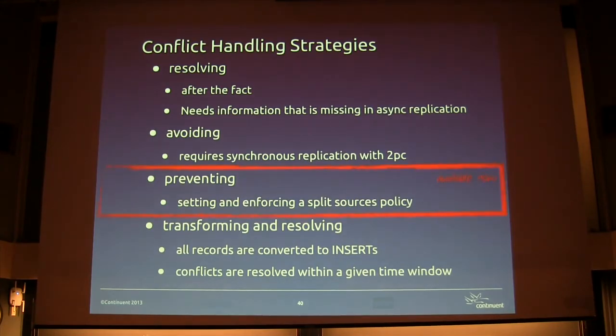So how do we stand? The preventing situation is available today. You can do that now with Tungsten. You can decide in which masters you want to modify, and Tungsten will enforce it for you. Transforming and resolving is almost there, meaning that we are using this already to insert data into data warehouses, and it needs some small modification to be used in a general purpose way.